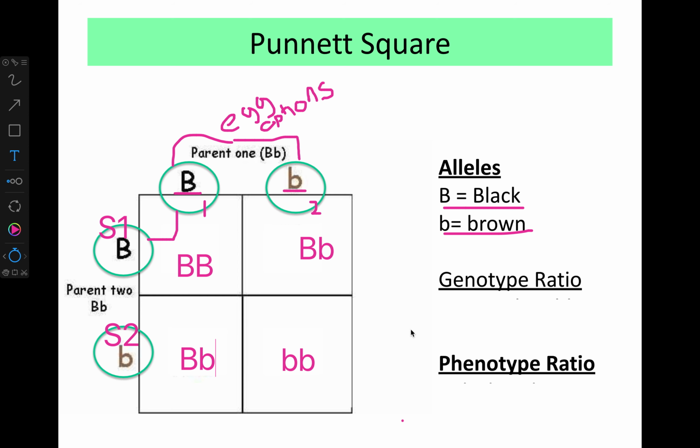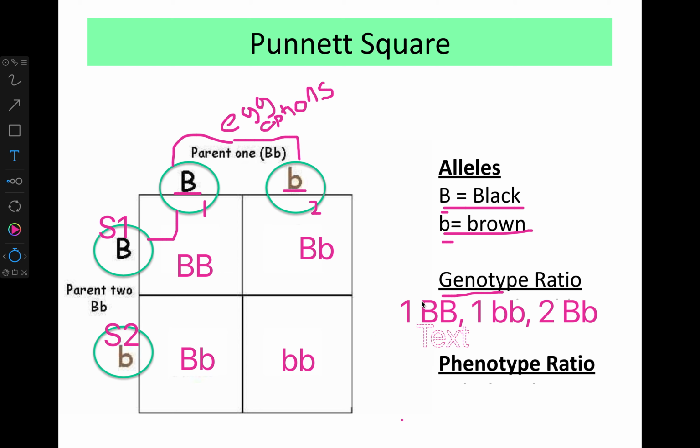So the next important thing to do is to understand genotypes and phenotypes, right? So genotypes, again, are the letters. So we have to put in our ratio. So we have 1 BB, 1 bb, and 2 Bb, right? So there's one homozygous dominant to 1 homozygous recessive to 2 heterozygous. We can also write this as 25%.